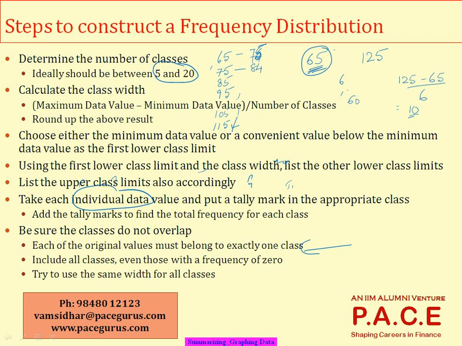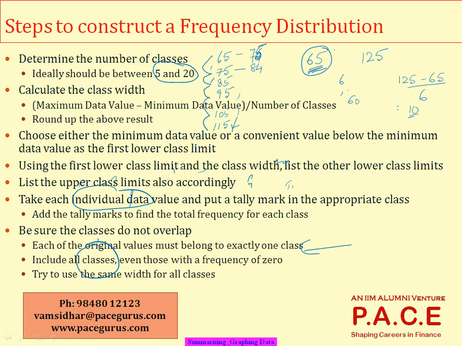And you have to include all the classes. Even if the frequency is 0 for one of the classes, don't exclude that class. You have to include all the classes and maintain the uniform width. Though you can develop graphs with different widths, it's always advisable to maintain a uniform width in the graph so that comparability becomes much more comfortable, right?